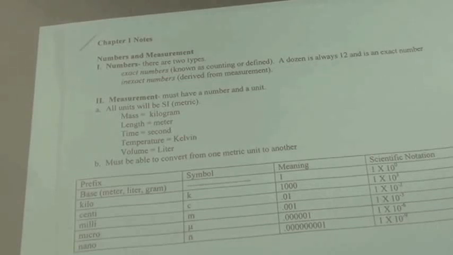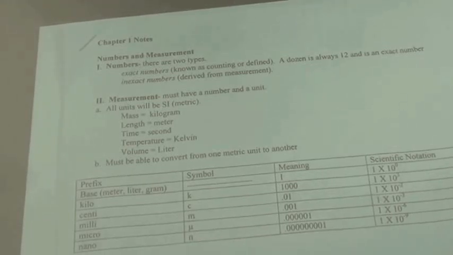You need to be able to convert from one metric unit to another. Here are the prefixes and the symbols for those prefixes. The base unit is meter, liter, and gram. The most commonly used prefixes are the kilo, the centi, and the milli. Micro is something that you would see if you were a pharmacist. If you take vitamins, some of your vitamins will be in terms of micrograms. Some antibiotics are also measured in that quantity.